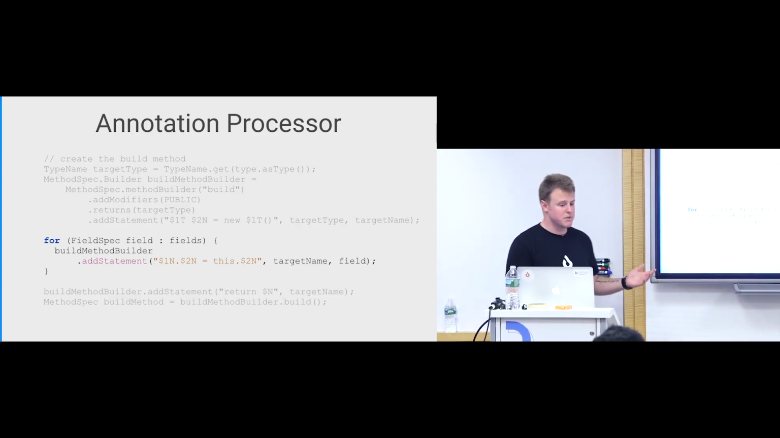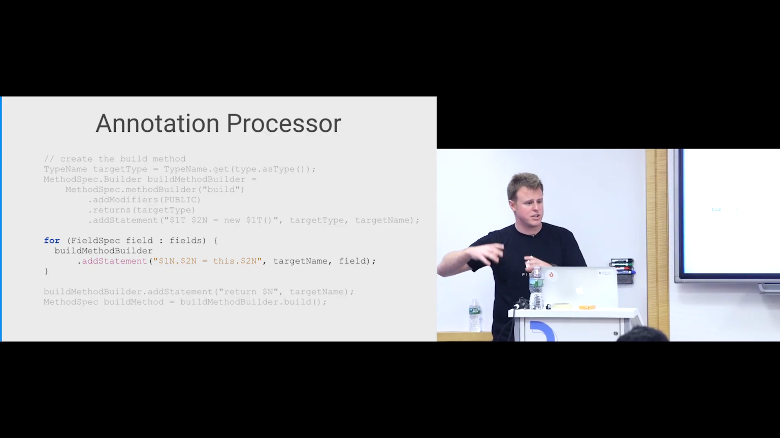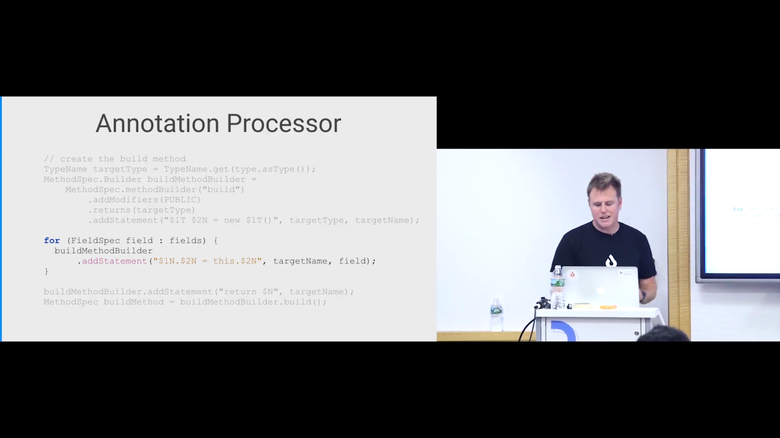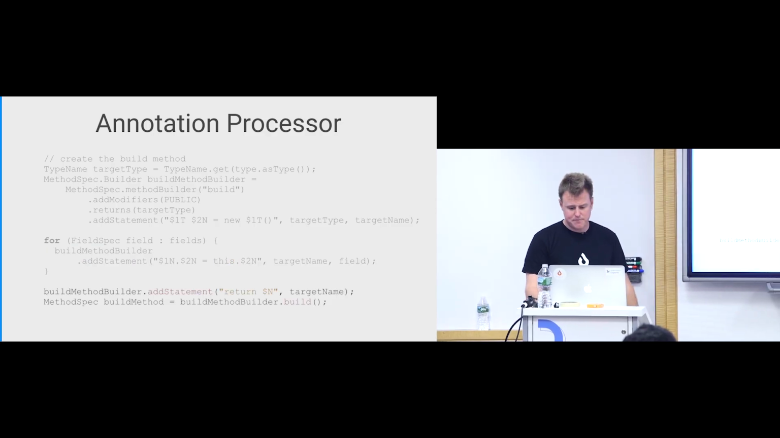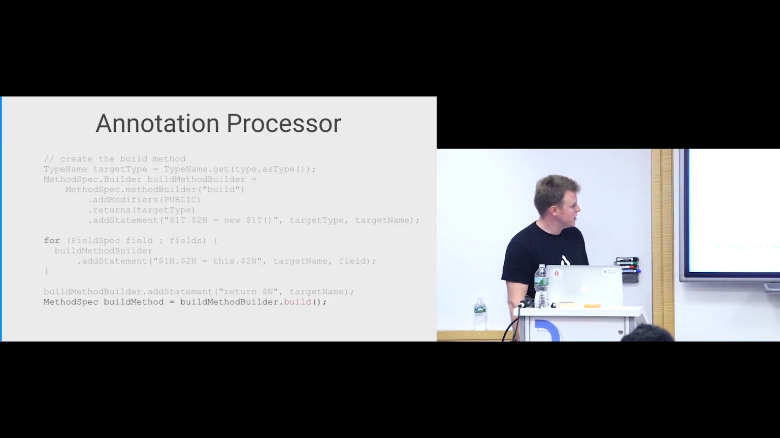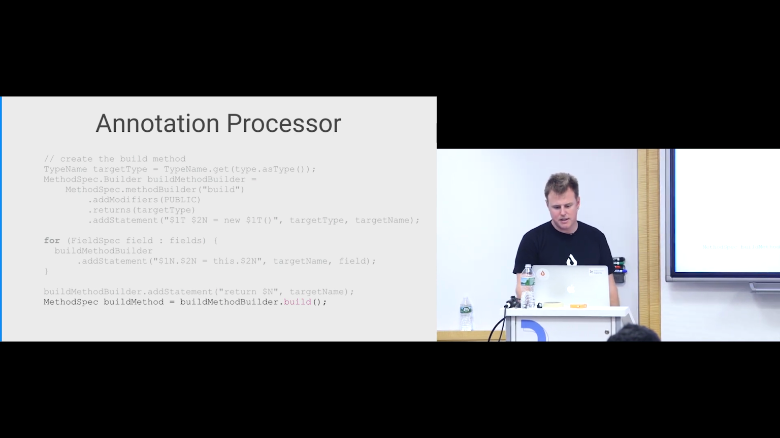What I like to do when I'm doing this is I actually write out the target of what I want the generated code to look like, and then I just break it up into these little pieces. We add our return statement, and then we use that builder to build the actual method spec.